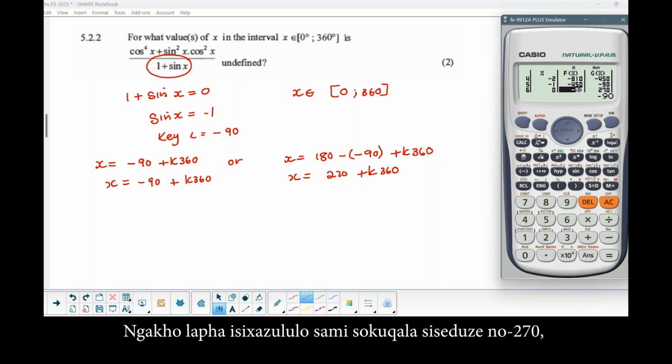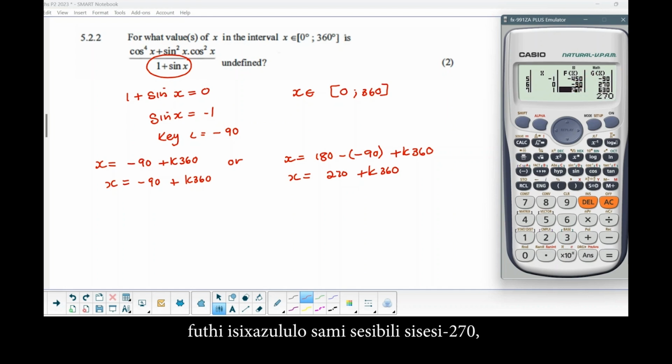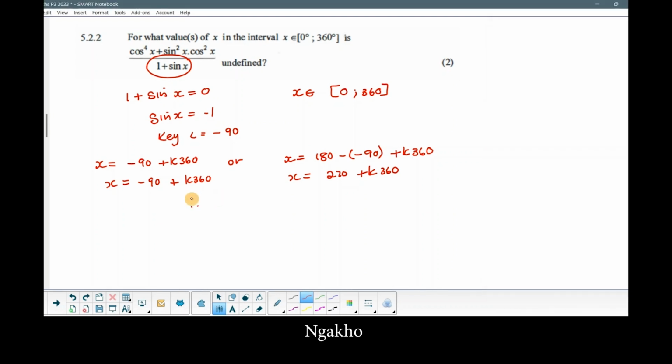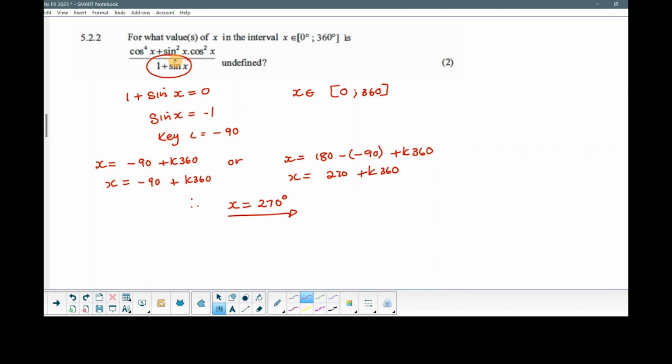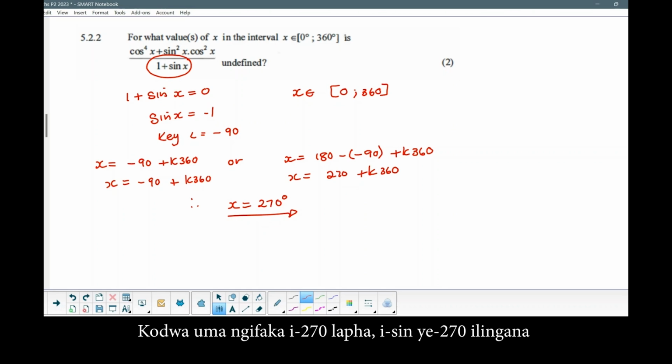So here my first solution is sitting at 270. My second solution is still 270. Are there any others? I can't see any others. And so my only solution is 270 degrees. Therefore, x is equal to 270 degrees. So this expression is undefined when x is 270. Let's see why that is. Well, if I put in 270 here, sine of 270 is equal to -1, and 1 minus 1 is then 0, and that makes it undefined.